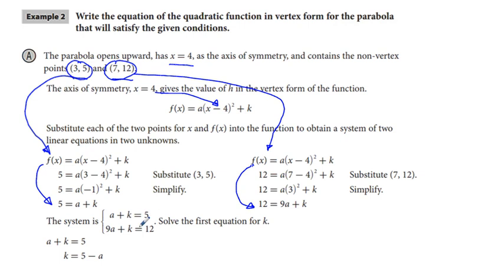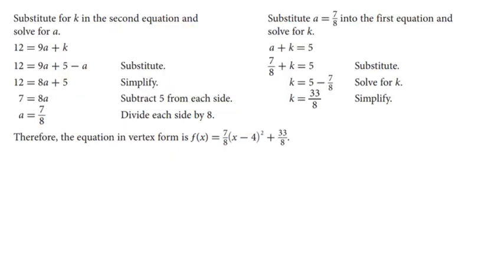You can have these above the other. You can subtract. That would be pretty easy to solve. I'm not going to go into that detail right now. And then you substitute in and find out what k is, find out what a is, and now you have your equation in vertex form.